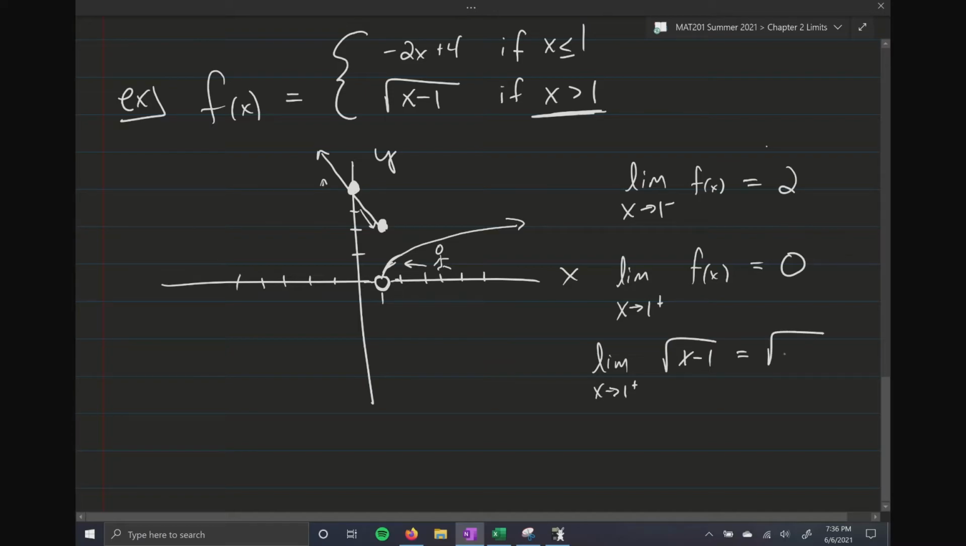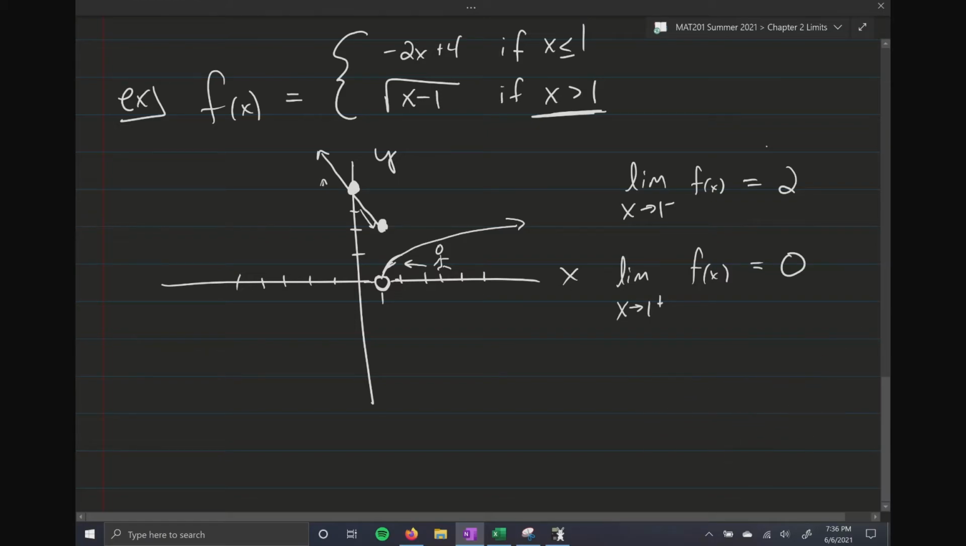Let's just substitute in our value. 1 minus 1 equals the square root of 0. So that equals 0 as well. So visually it makes sense. Algebraically it makes sense.